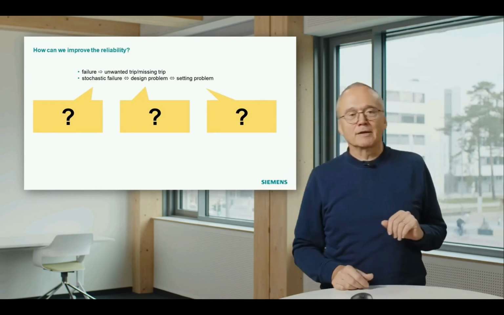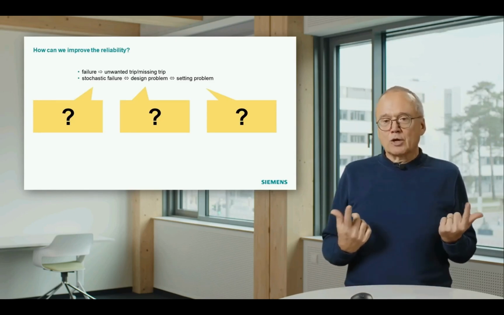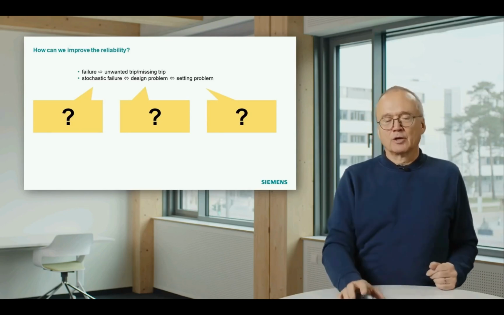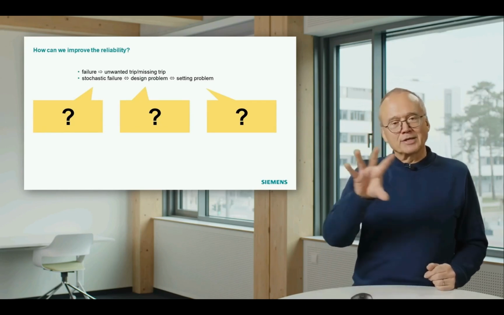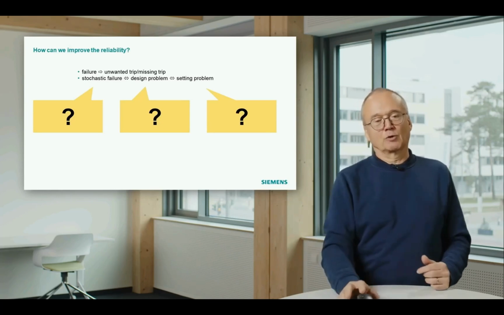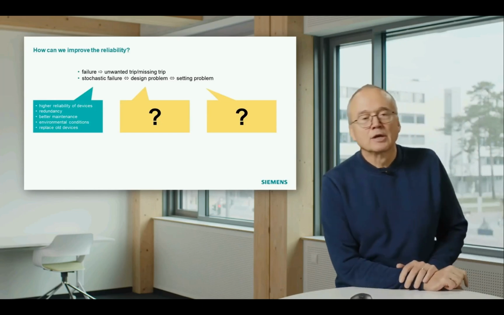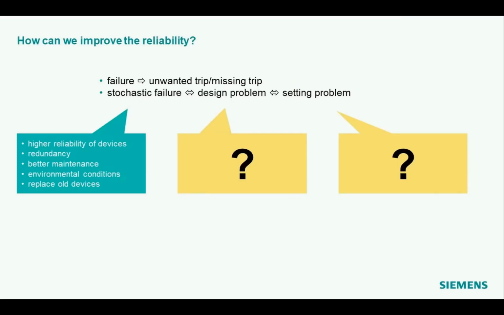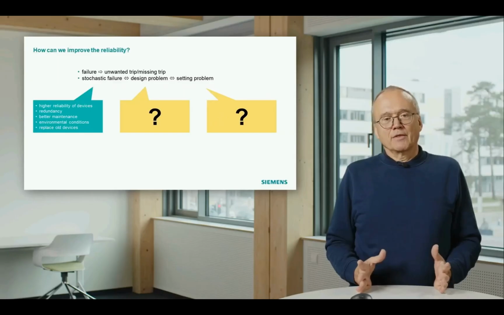We have a similar situation in protection. We have to look at where problems come from and where we should do something to improve the situation. There we have to look at these three classes of problems: stochastic failures, design problems, and setting problems. What can we do to reduce the rate of stochastic failures? We need higher reliability of devices. That is a thing for the manufacturer. And we invested a lot of brain to design the devices in a way that the outage rate is pretty low.